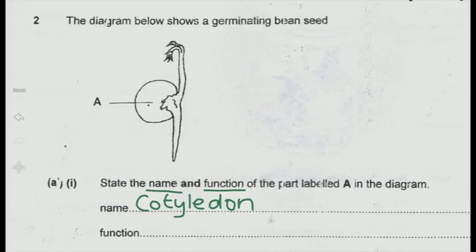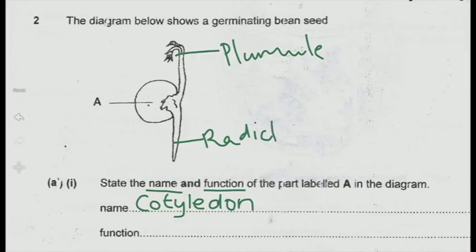Why do I say it is the cotyledon? It is the cotyledon because this is the plumule, and this is the radicle. Because they shoot into roots, the radicle shoots into roots, and the plumule shoots into what? To leaves. That is why I say this is the what? The cotyledon. The function then of the cotyledon.